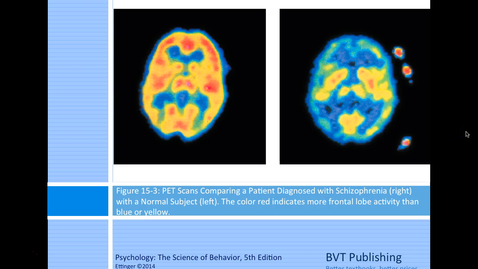This is figure 15.3 on page 620 in your book. And this is a PET scan comparing a patient diagnosed with schizophrenia on the right with a normal subject on the left. The color red indicates more frontal lobe activity than blue or yellow. Okay, so you can see very, very different here in the frontal lobe activity.